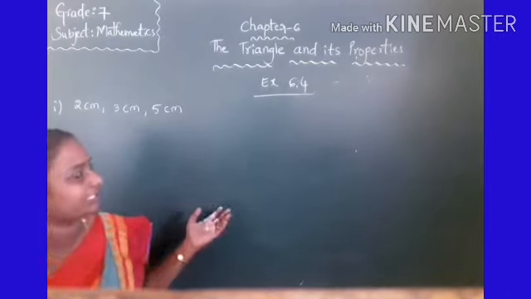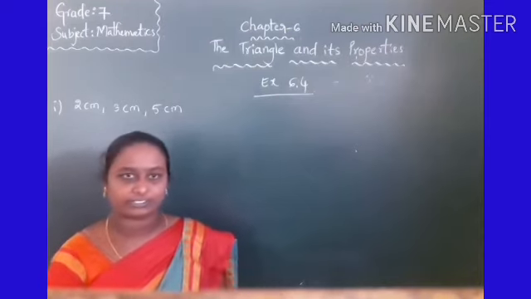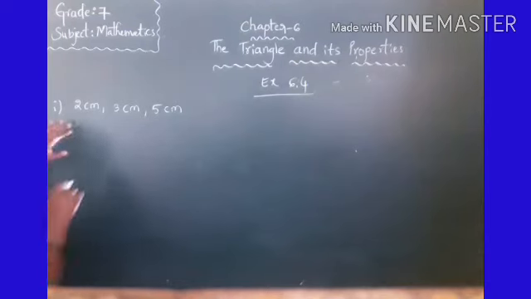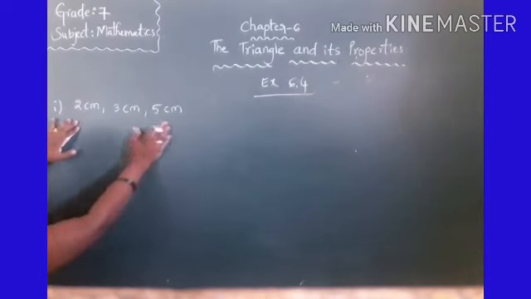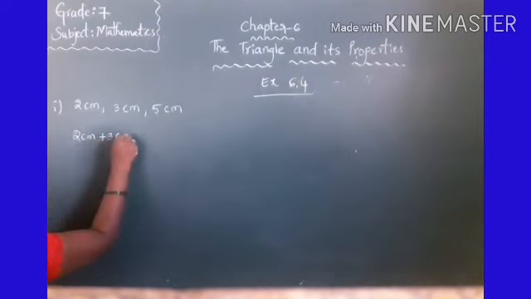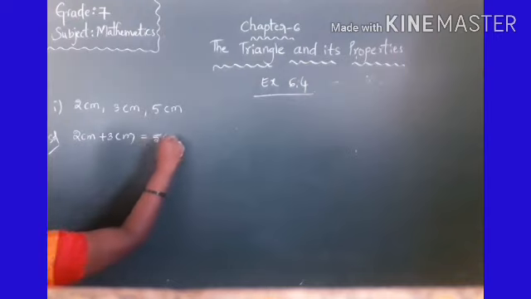We know that the sum of the lengths of two sides of a triangle is greater than the third side. That you have to apply here. First take the three sides. Now take two sides, 2 centimeters plus 3 centimeters. It gives 5 centimeters.